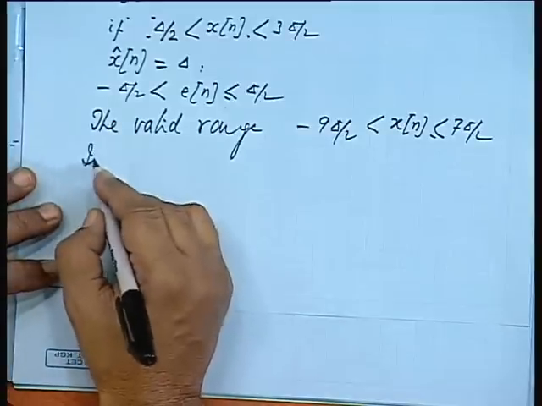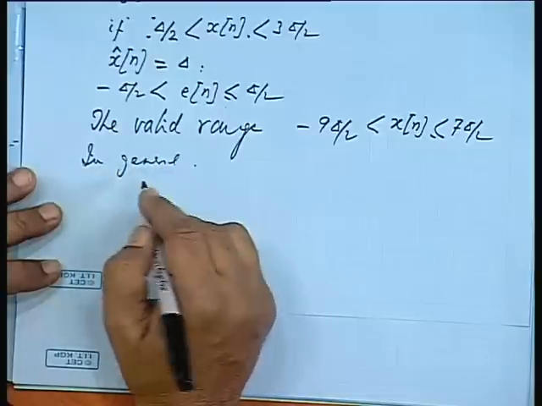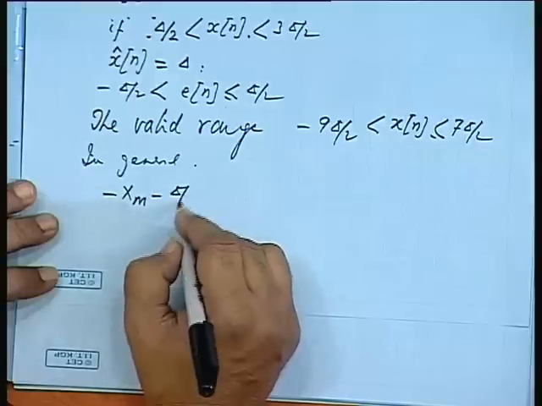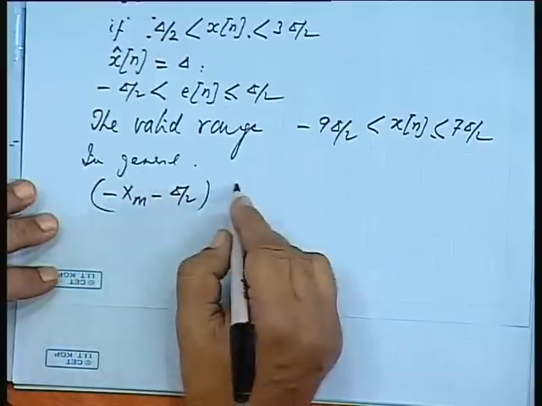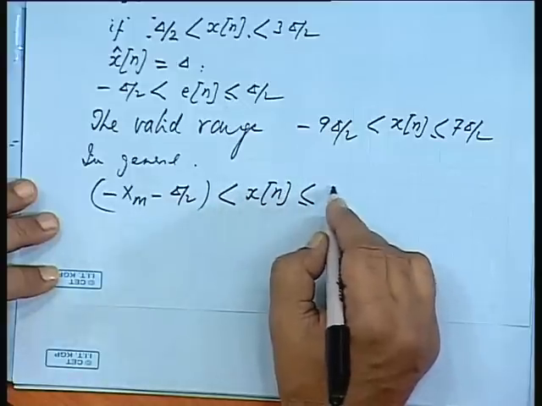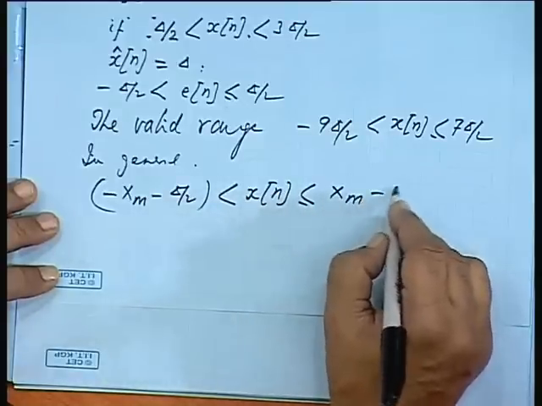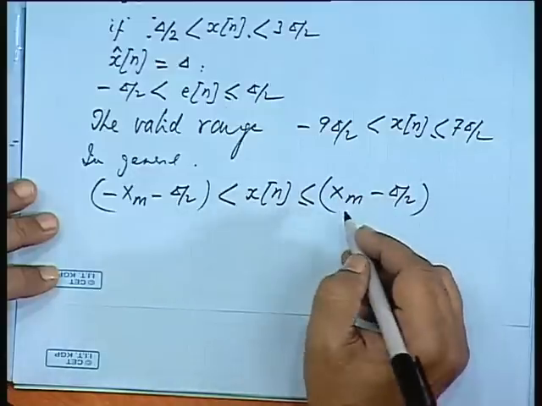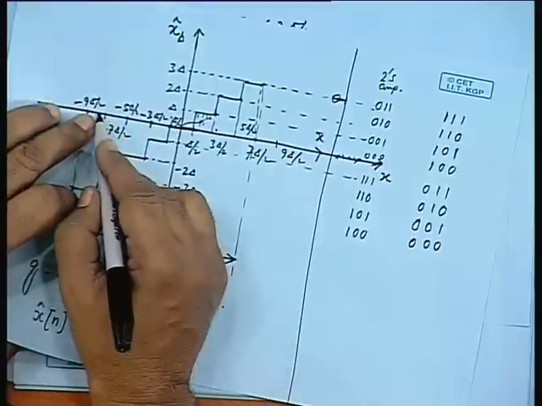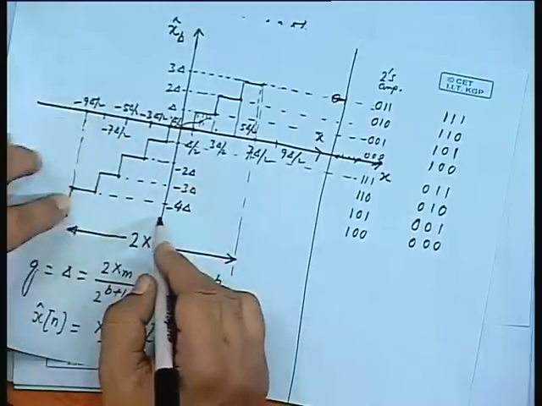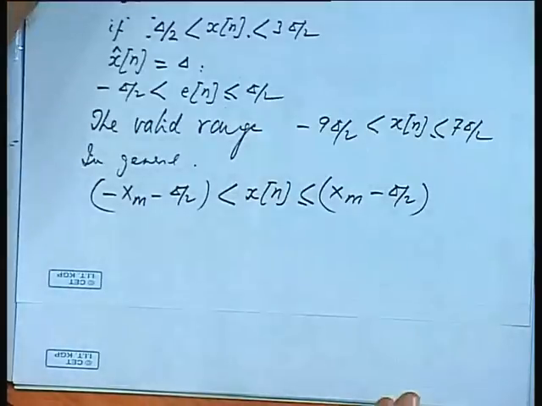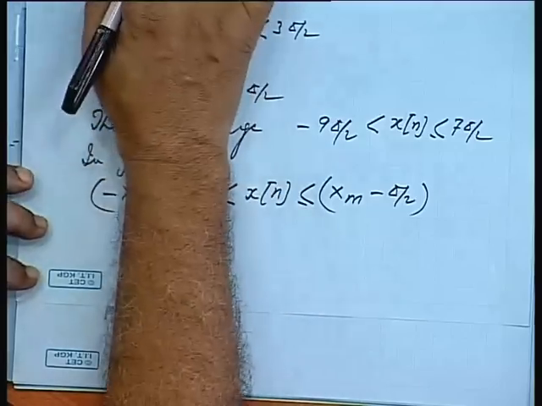In general, it will be minus xm minus delta by 2 to plus xm minus delta by 2. Okay. So, this is xm minus delta by 2, that is minus xm minus delta by 2 and plus xm minus delta by 2. The whole thing has been shifted by delta by 2 on both sides.